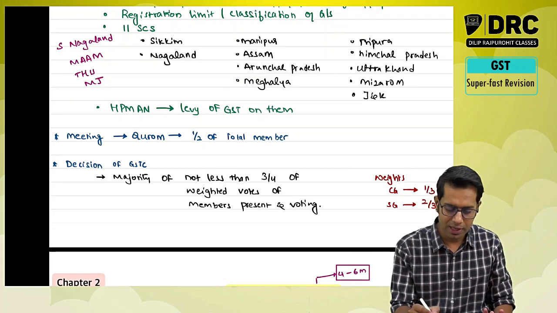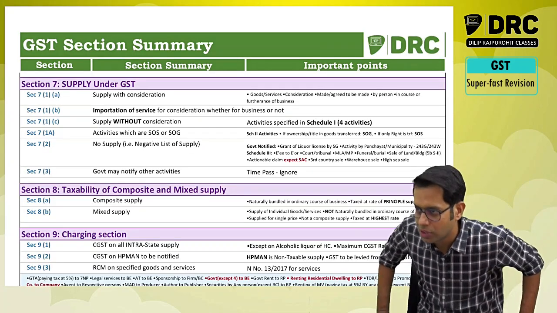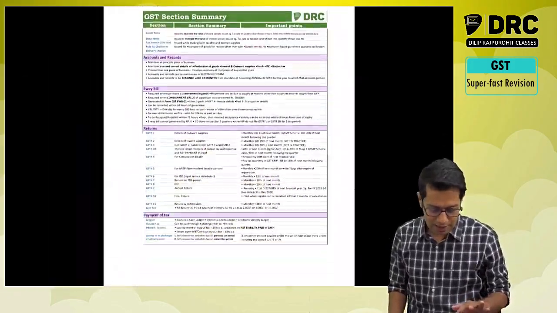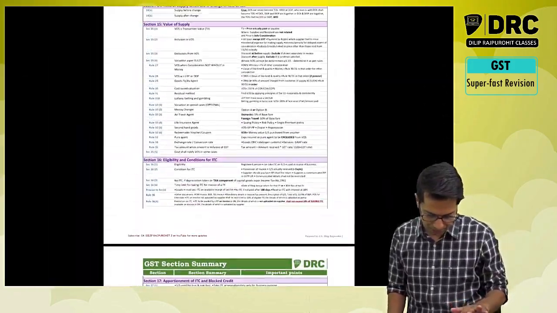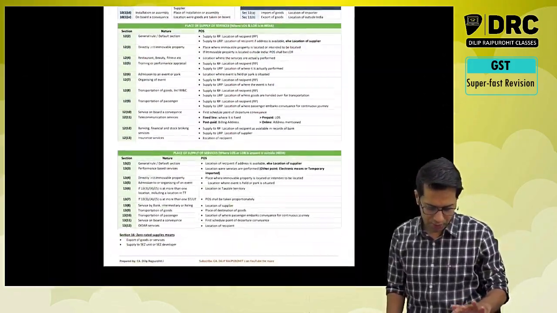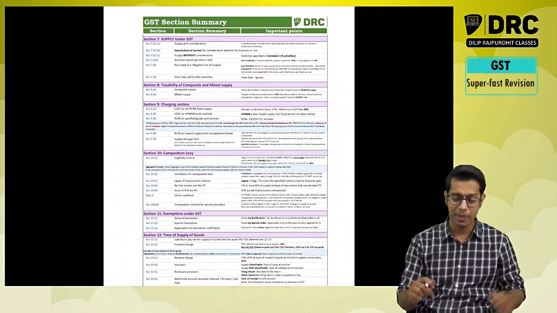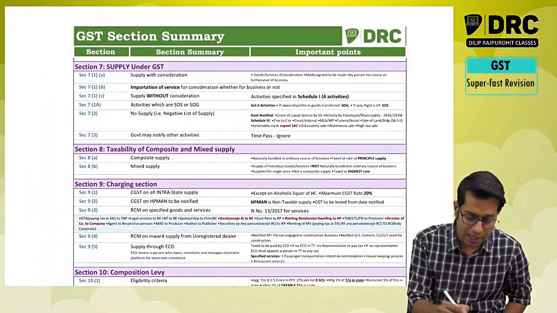Now let us straight away come to our second chapter, which is GST. Let us start it from our GST summary book. This summary book, if you see, is just 4-page material. This 4-page material covers your entire GST.